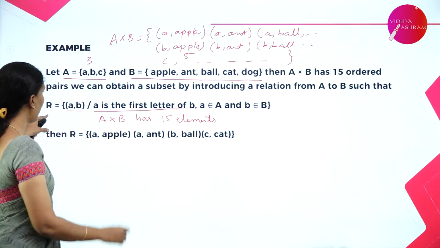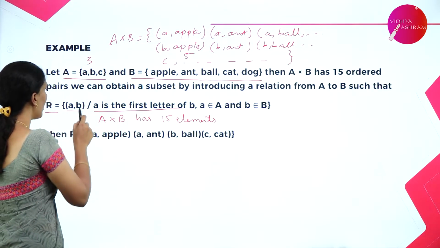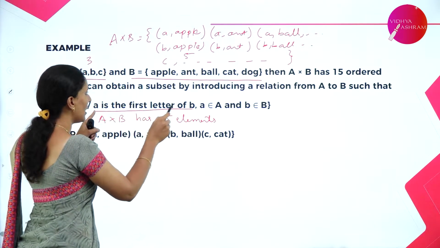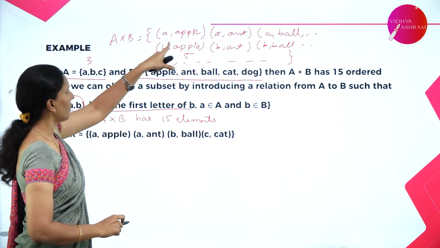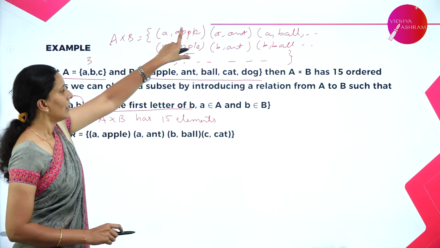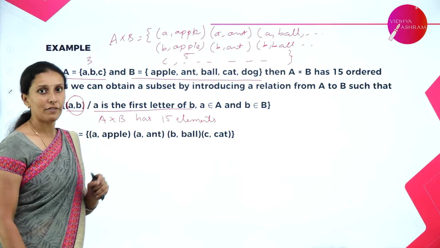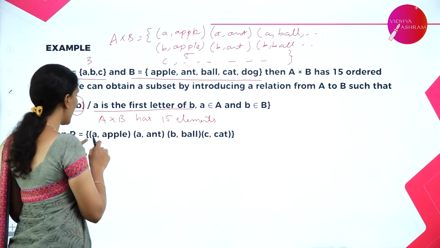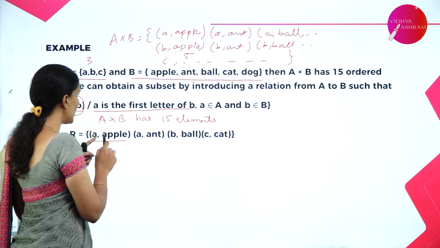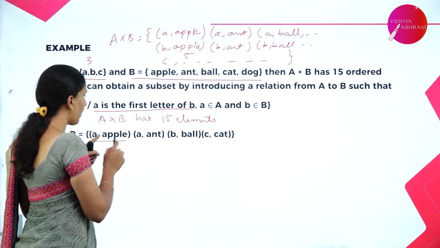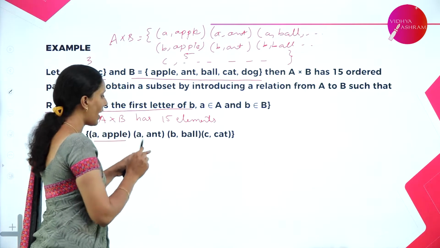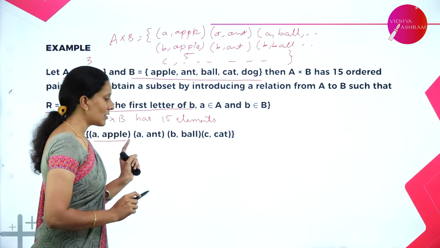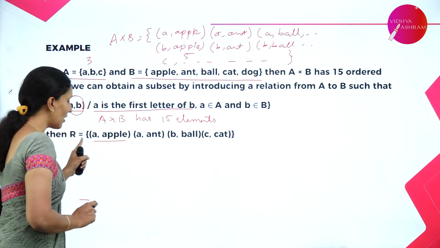But now I have defined a relation R where the ordered pair has to be chosen such that A is the first letter of B. So that means when you take the second element, the first letter should start with the first element. So therefore, the only elements I can choose is A comma apple, because you can see here A is the first letter of apple, A is the first letter of ant, B is the first letter of ball, C is the first letter of cat. So this is the relation between the elements in this relation.